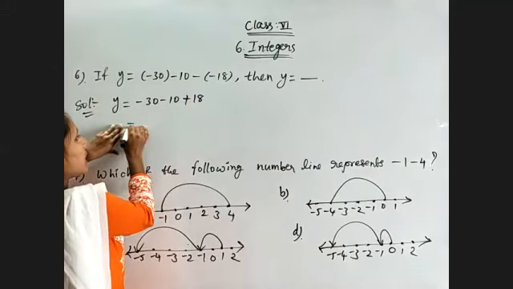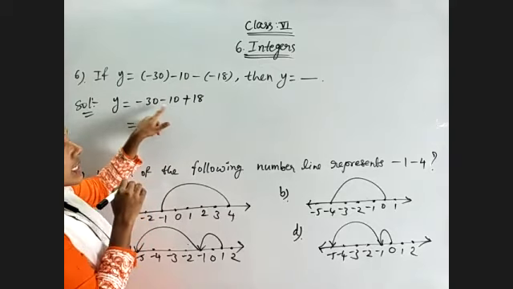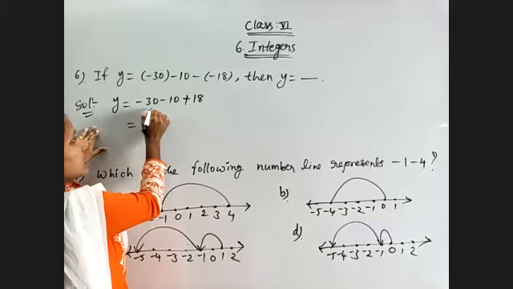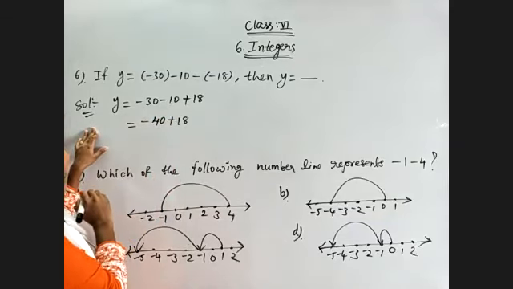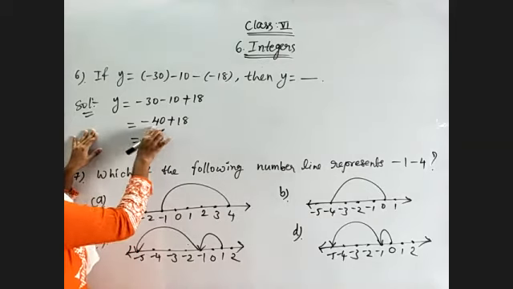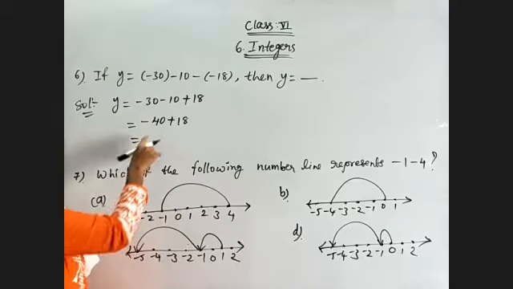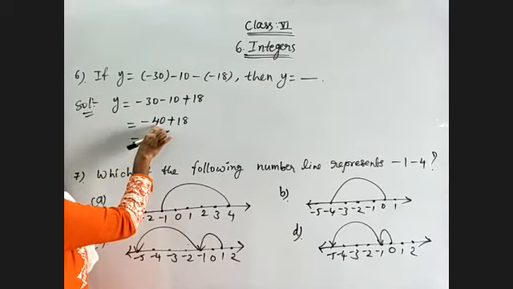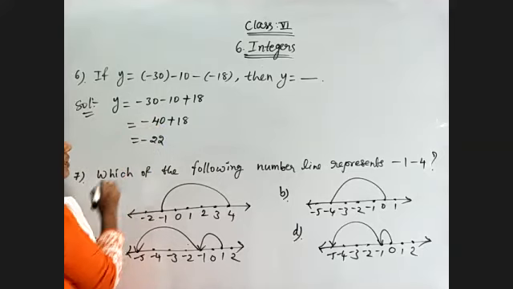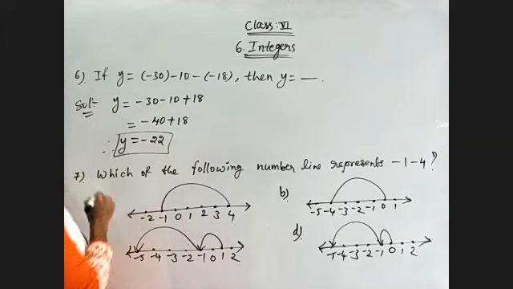So it is very clear that these two are negative and it is positive. So first of all, add these two integers. That is minus 30 minus 10 is minus 40 plus 18. Yes. So now these two, one is minus, one is plus. Subtract. Unlike integers, we have to go for subtraction. 40 minus 18 is 22. And 40 is having minus 10. So minus 22 will be the answer. Means y is equal to minus 22.